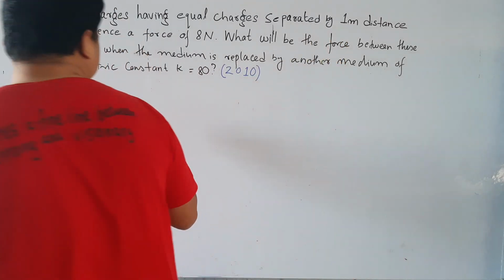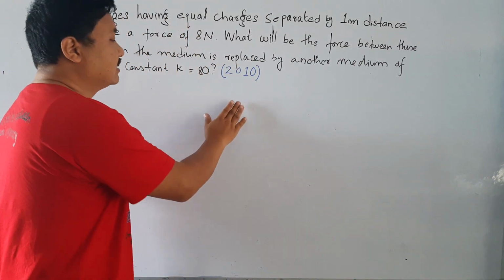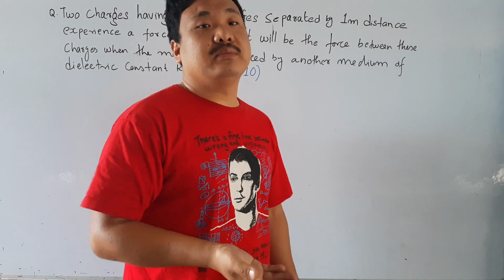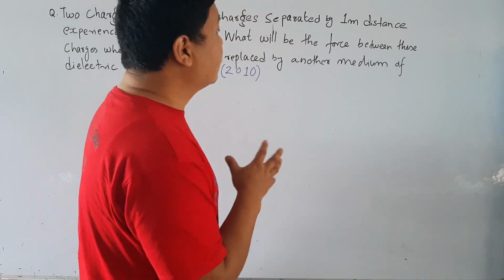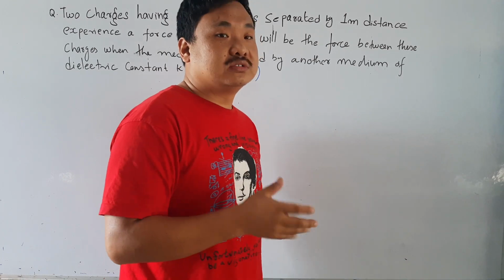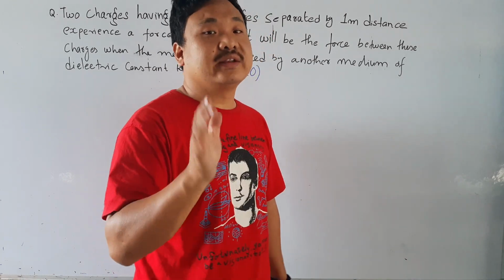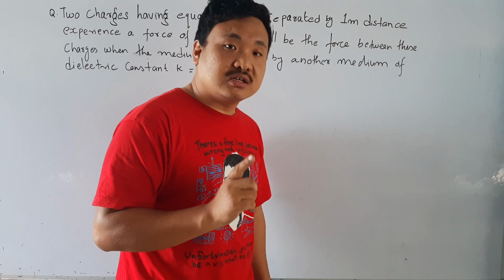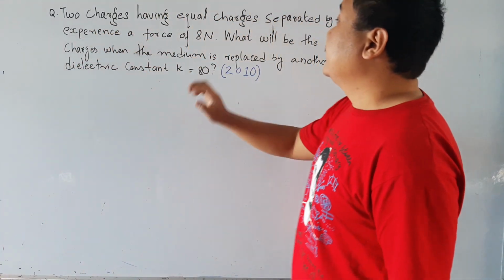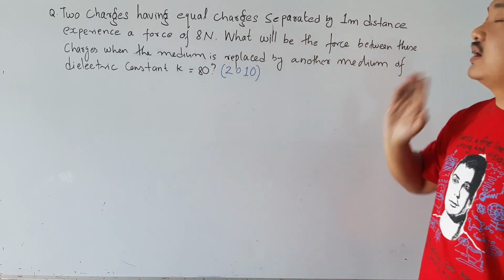So the first question was asked in 2008. It is from Coulomb's law, okay? It is not so familiar a question, but it is always better that you should learn the board questions. And please remember, the board questions are repeated. Please remember that. Okay. So two charges having equal charges separated by 1 meter distance.